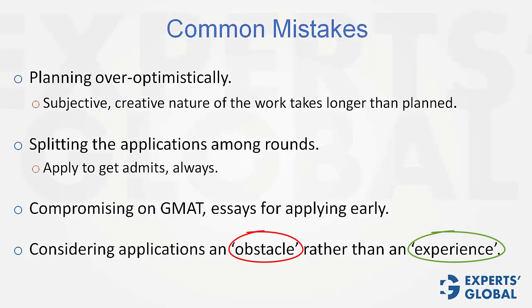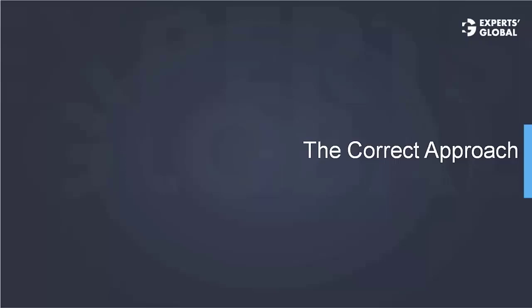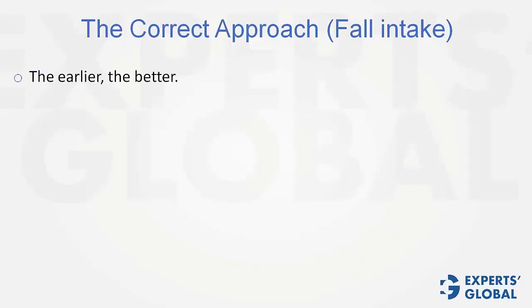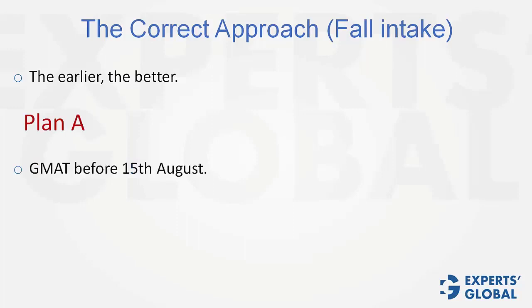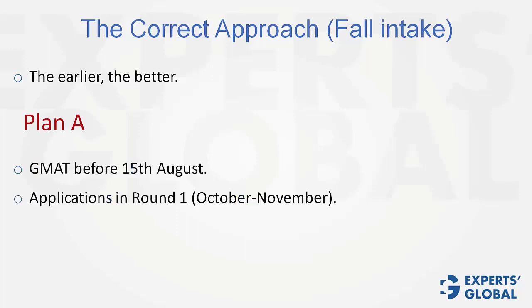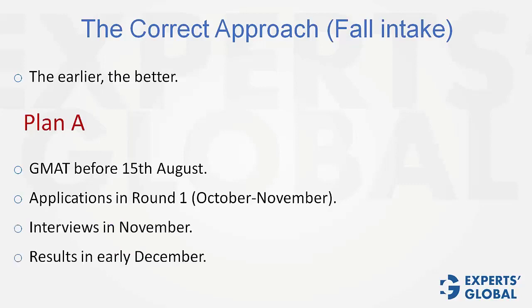See it that way. The correct approach. The earlier you start your plan, the better it is. It is never too early to start the application process. Plan A should be to get done with GMAT before the 15th of August, work on the applications, and target the first round of applications. The deadlines are mostly in October and November. Have the interviews in the month of November. The results come by early December. Have a Merry Christmas. The program will start next year.